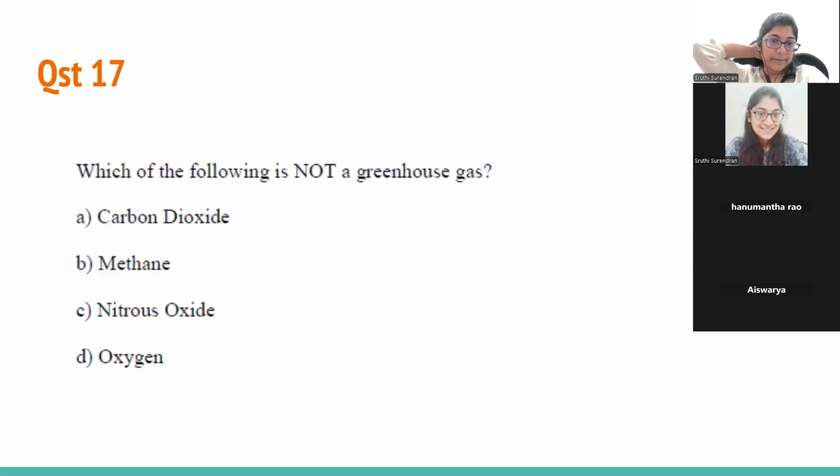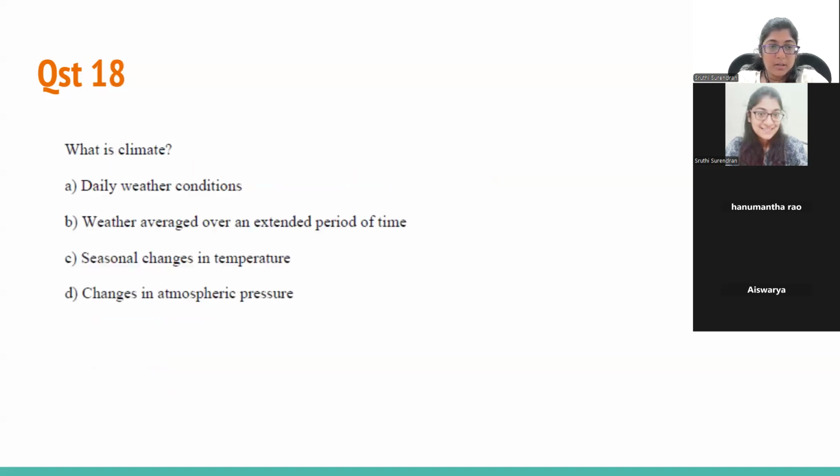Which out of this is not a greenhouse gas? Correct answer, it is oxygen. Carbon dioxide, methane, and nitrous oxides are greenhouse gases. What is climate? Is it the daily weather conditions, or is it weather averaged over an extended period of time? Seasonal changes in temperature or changes in atmospheric pressure? Correct answer, it is weather averaged over an extended period of time. So option B will be the right answer.